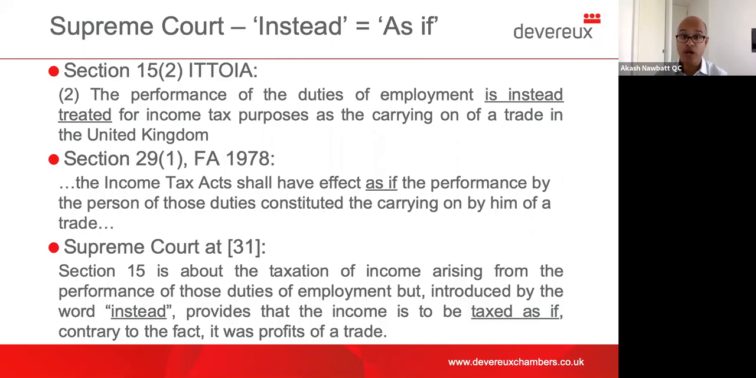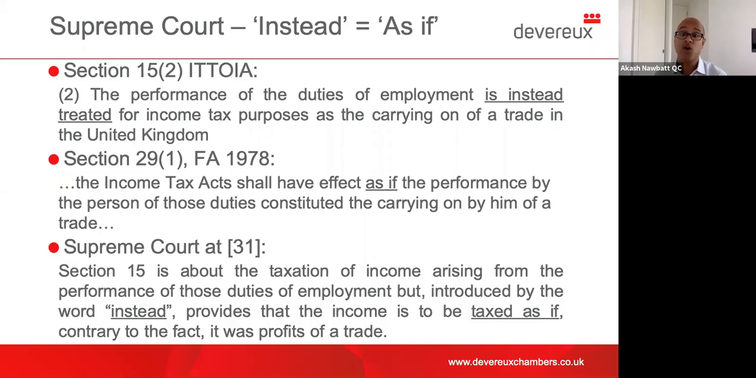Interestingly, as you all know, ITOIA was produced as part of the tax law rewrite. And it's interesting to look at what the words were in the original enactment back in 1978, and that was in section 29.1. And you can see we have that on the slide. And that used slightly different language. The Income Tax Act shall have effect as if the performance by the person of those duties constituted the carrying on by him of a trade. So it didn't use the language of instead, it used the language of as if.